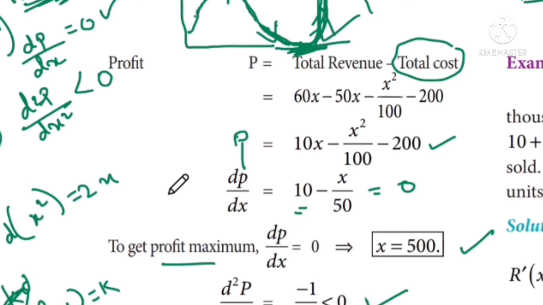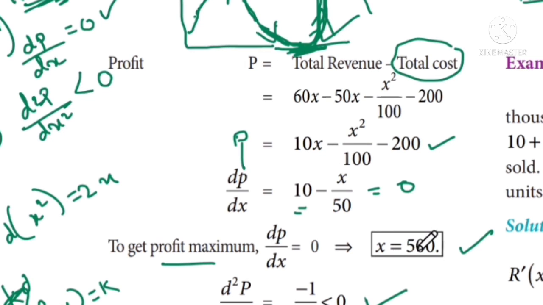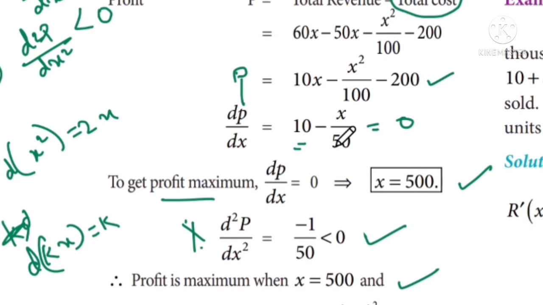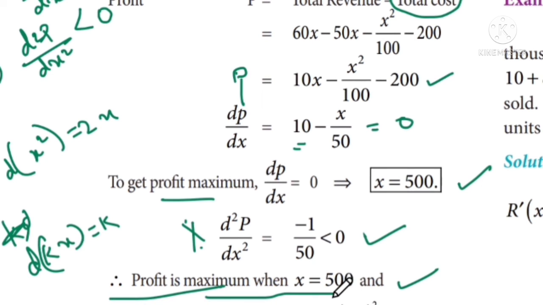Because they said maximum profit, you are using the first condition dp by dx. So differentiate the function, differentiate, not integrate now. So you get x is 500. Now use the second condition. This is very important, you have to use it. Differentiate the function again, the derivative of 10 is 0. Minus x by 50 gives minus 1 by 50 because the derivative of x is 1. Less than 0. Therefore the profit is maximum when x is 500.